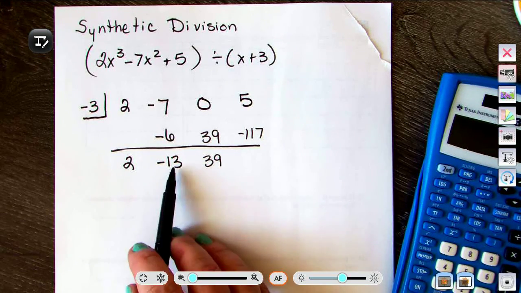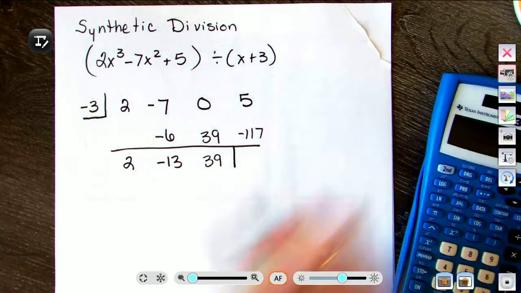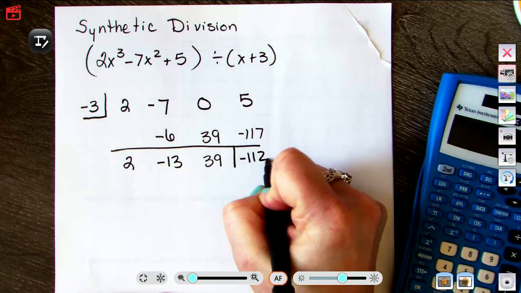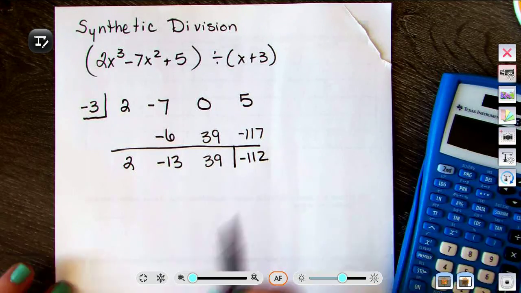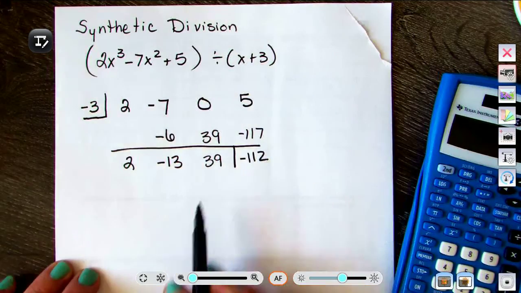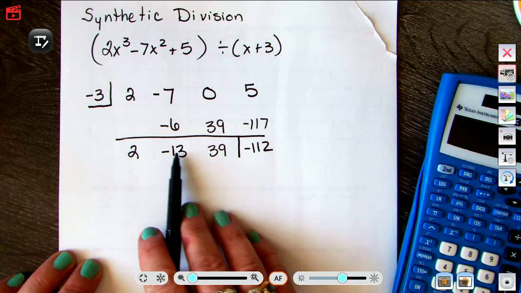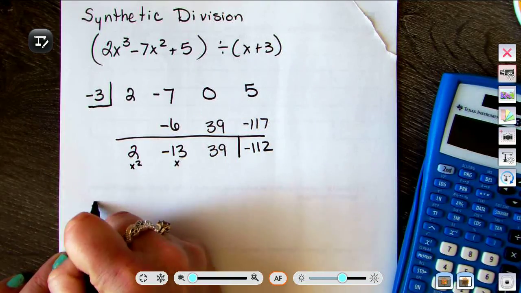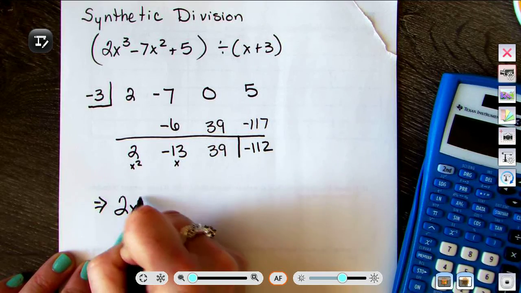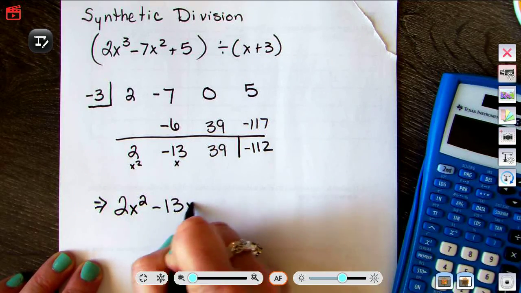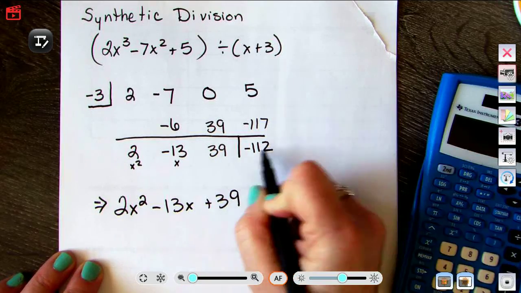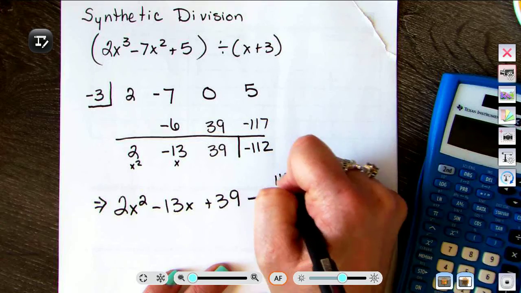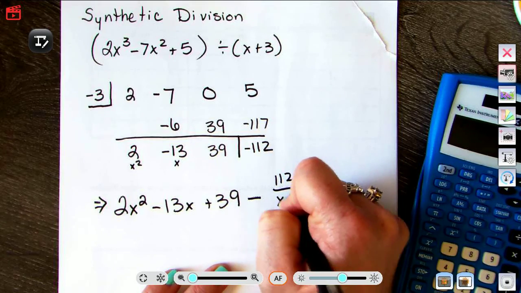So anyway. And then I throw off that last one, and we're going to have to add that 5, so that's a negative 112. This one's ugly. So this divided by this, again, this is your 0, 1, 2, so this is your x term and your x squared term, gives us 2x squared minus 13x plus a 39. And since it's a linear function, I can do the subtraction over that x plus 3.